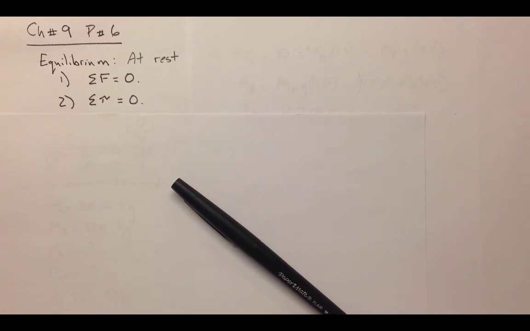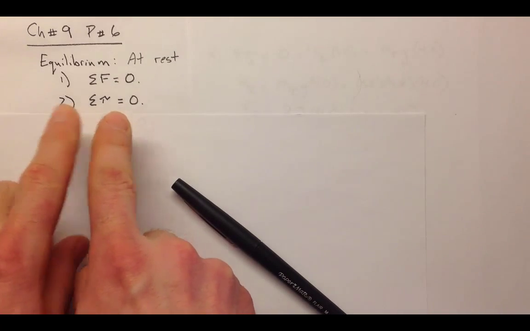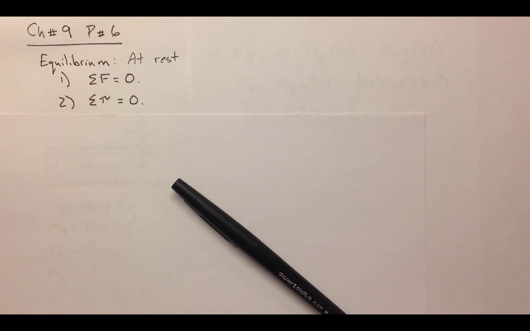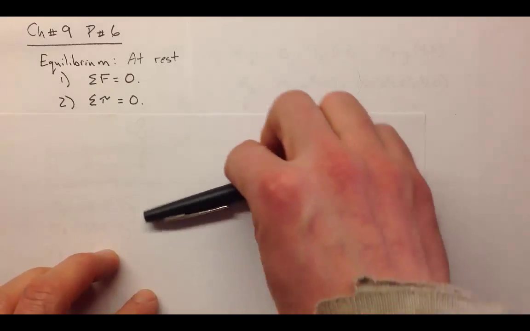So if something's at rest and staying at rest, two things must be true. Number one, the net force on it must be zero. And number two, the net torque on it must be zero. Now notice that one of these things does not necessarily imply the other.